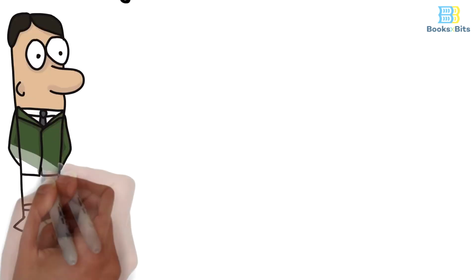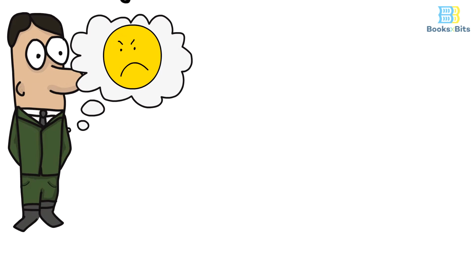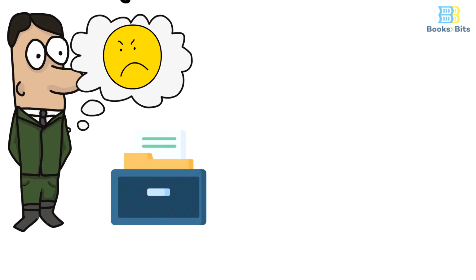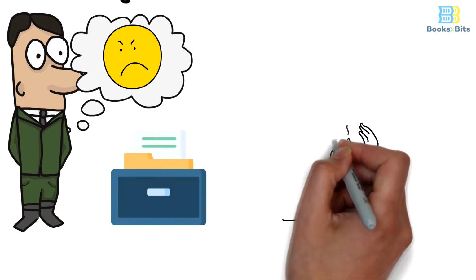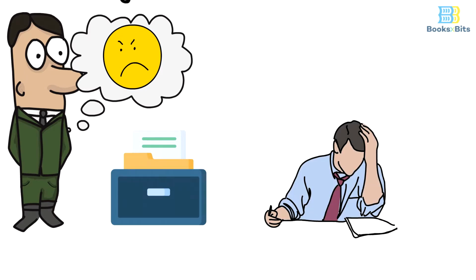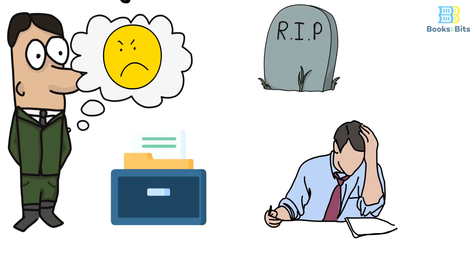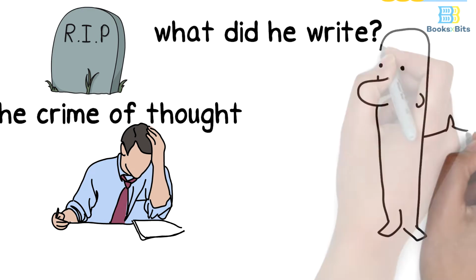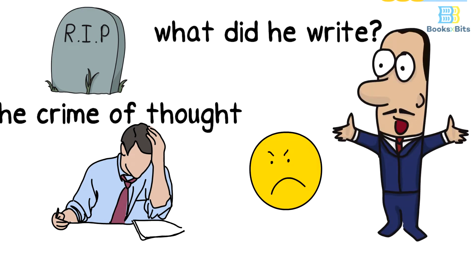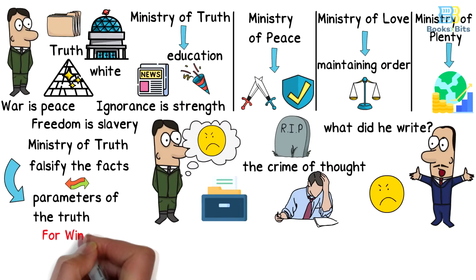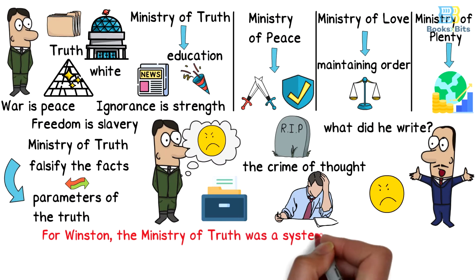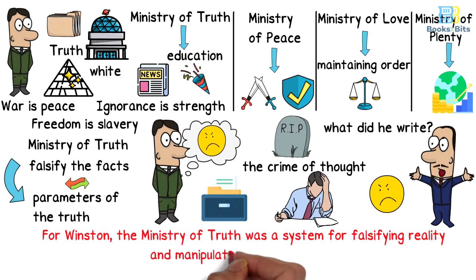Winston complained about everything the ruling party was doing, and the way the country was being run. He opened a drawer in his office, took a notebook, and began writing down his thoughts, although this process was very risky, to the point of death if he was discovered, especially since the ruling party punished people for a charge it calls the crime of thought. So what did he write? Winston wrote in his notebook that he hates Big Brother. Remember, for Winston, the Ministry of Truth was a system for falsifying reality and manipulating people's feelings.